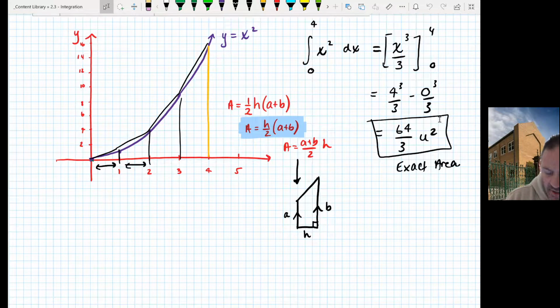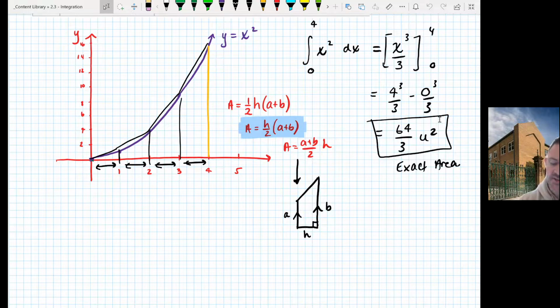And what you'll see when we're doing this question is that the height will always be consistent. The height will always be the same. We're not going to use irregular different types or sizes of trapeziums. We're going to use consistent heights for all of them.